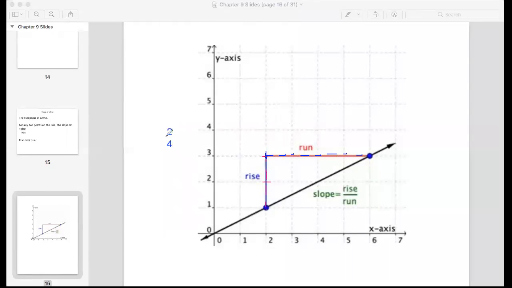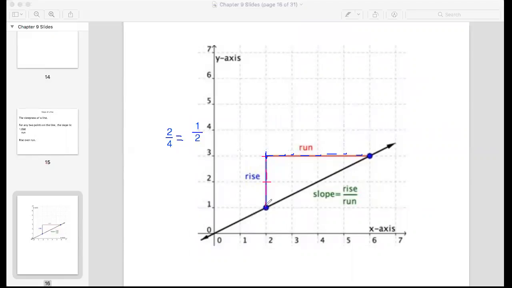So we would write this as a fraction of 2 over 4, but then as with any fraction, we want to simplify it. So if we simplify that, we would get 1 over 2. And again, it's a fraction, so we want to write it 1 over 2.